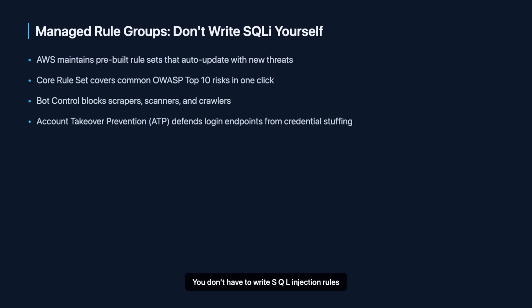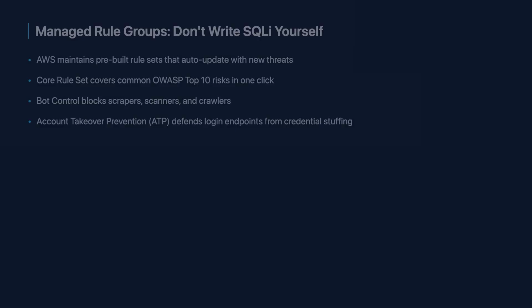You don't have to write SQL injection rules by hand. Amazon Web Services maintains a library of managed rule groups that update automatically as new attack patterns appear. The core rule set covers common high-risk vulnerabilities from the Open Web Application Security Project, OWASP, top 10 with 1 click. Bot control blocks scrapers and scanners, and account takeover prevention, ATP, is purpose-built for defending login endpoints against credential stuffing. That last one is the headline feature for the retail client we opened with.